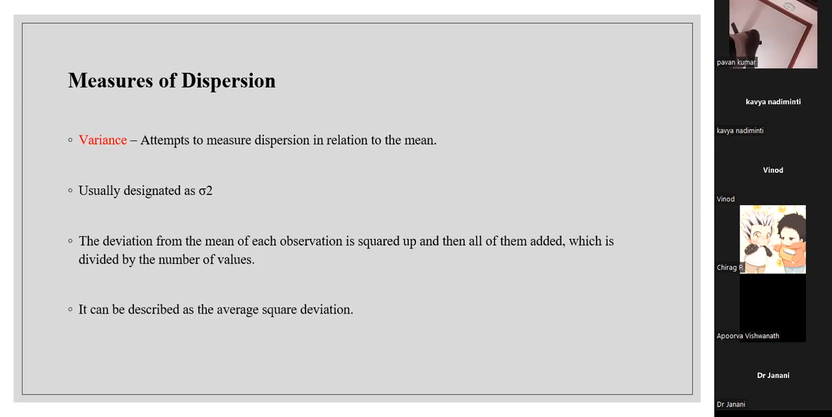And variance attempts to measure dispersion in relation to the mean. It is designated as the square of the standard deviation, and it is the deviation from the mean of each observation squared up, and then all of them are added, which is divided by the number of values. It can be described as average square deviation.